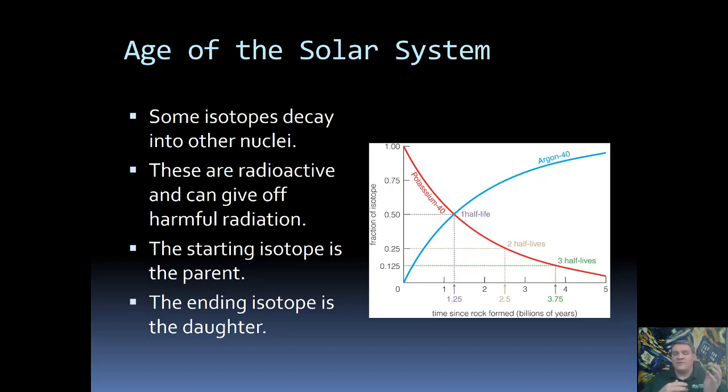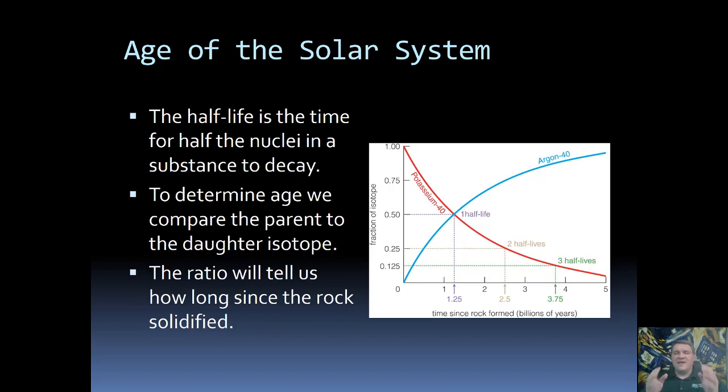This starting isotope is what we refer to as the parent, and then what it turns into is what we call the daughter. One way we can characterize how long it takes for our sample to decay is by looking at the half-life. The half-life is the amount of time that it takes for half of the sample to decay, for half of the parent to turn into the daughter. Well, the idea is that if we know a sample's half-life, we can then compare the ratio of parent to daughter isotope to figure out how old the sample is.